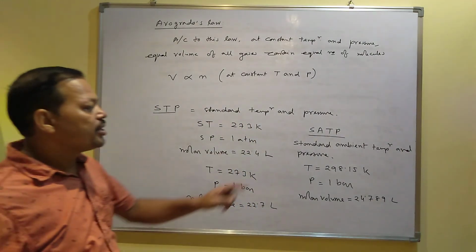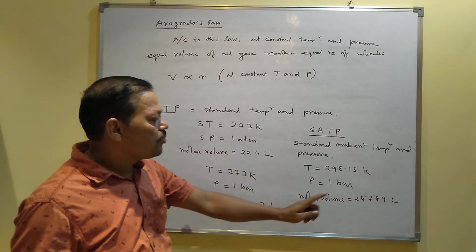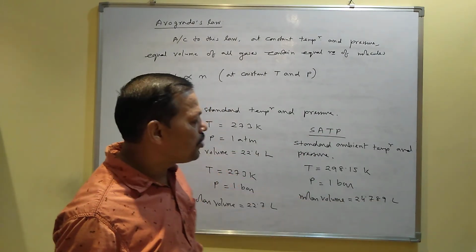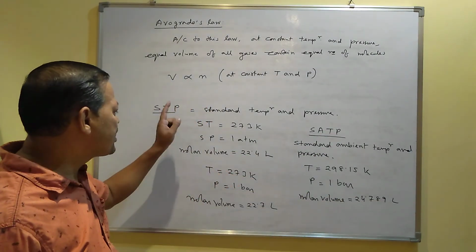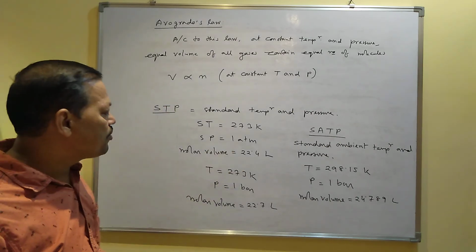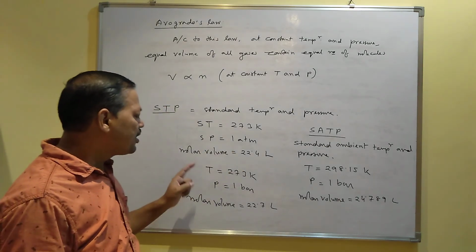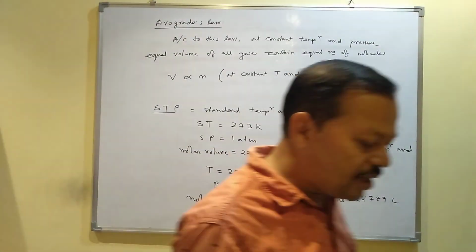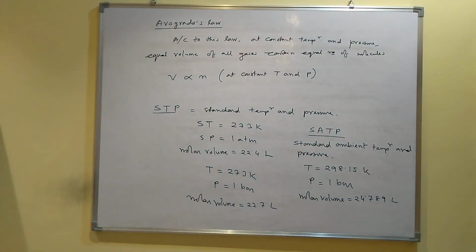So if the condition SATP is given, then for molar volume you have to use 24.789. If STP is directly given, you can apply 22.4 liters. And if the pressure is given as 1 bar, then the molar volume you have to consider is 22.7 liters.